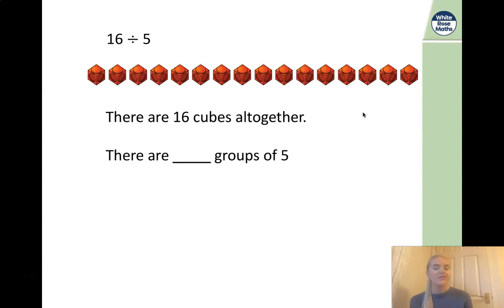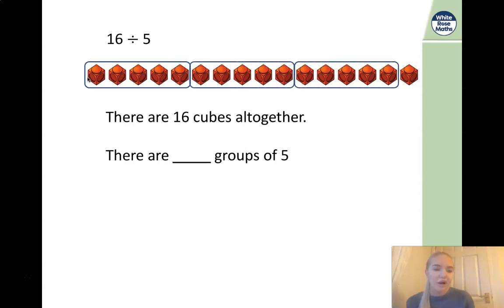Let's look at a final example altogether then. So this time we are dividing by 5. We've got the same amount of cubes, 16 cubes altogether, and this time we are dividing by 5. How many cubes are going to be in one group this time, Year 4? Absolutely. My divisor, the number we are dividing by, is 5, so we need to make sure that there are 5 cubes in each group. So let's make our first group of 5. There we are. We know we can make another group of 5, fantastic, and we can make one more group of 5.